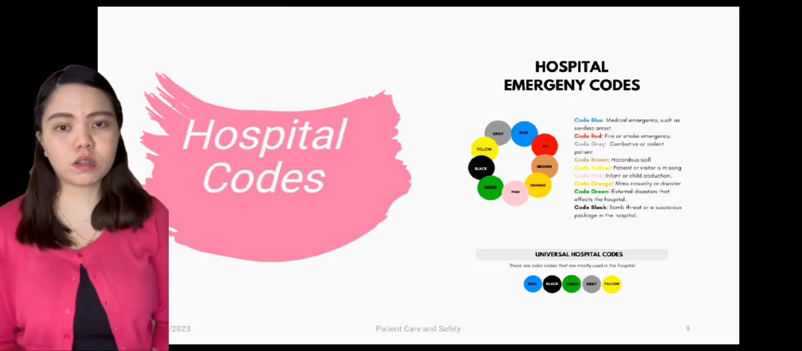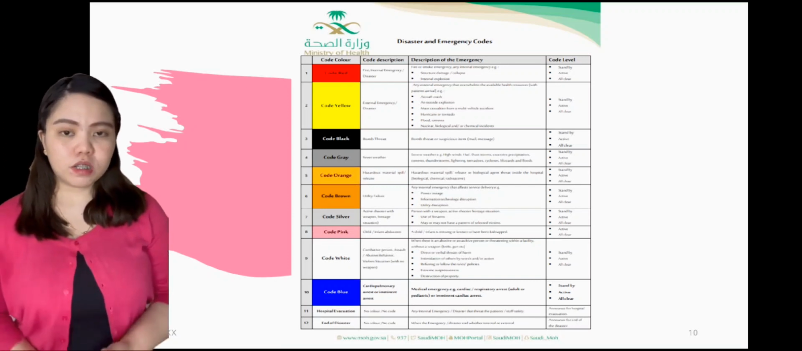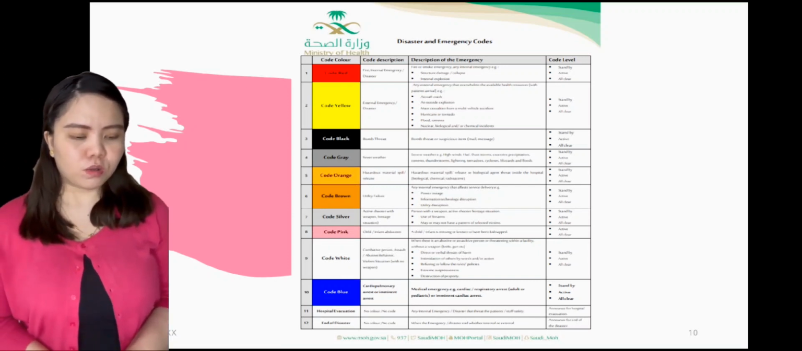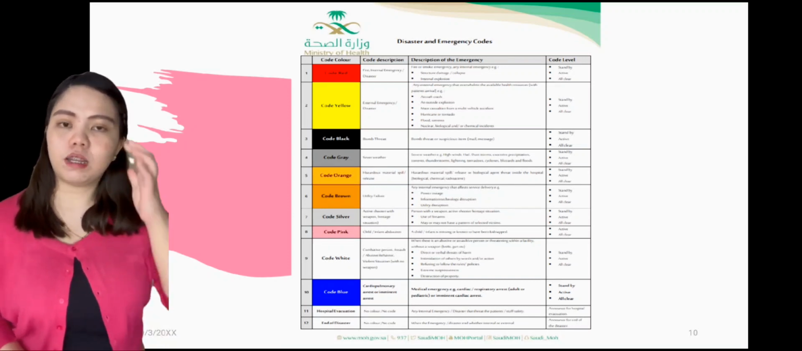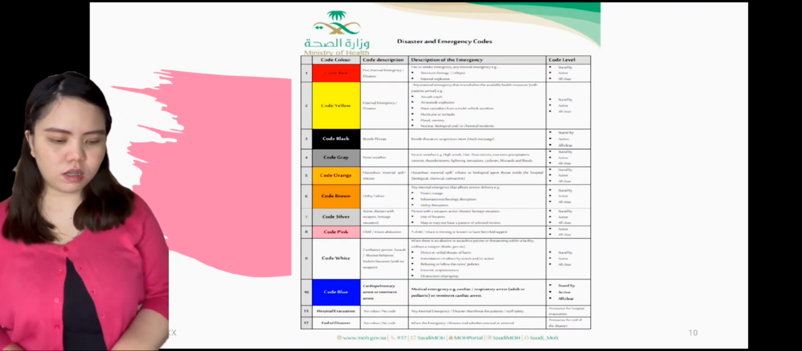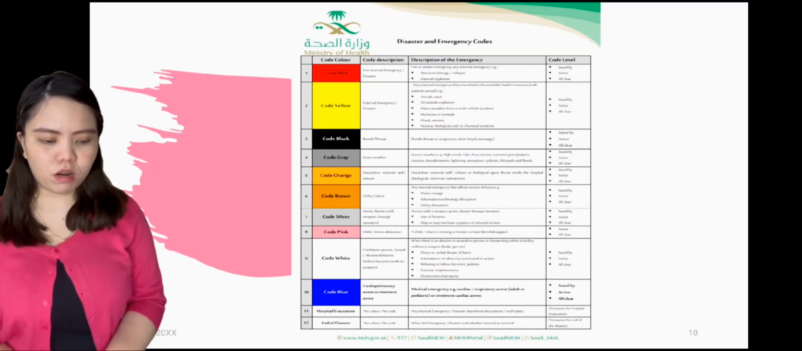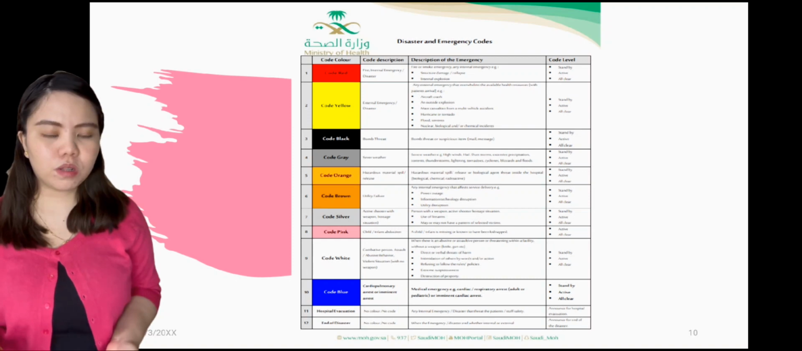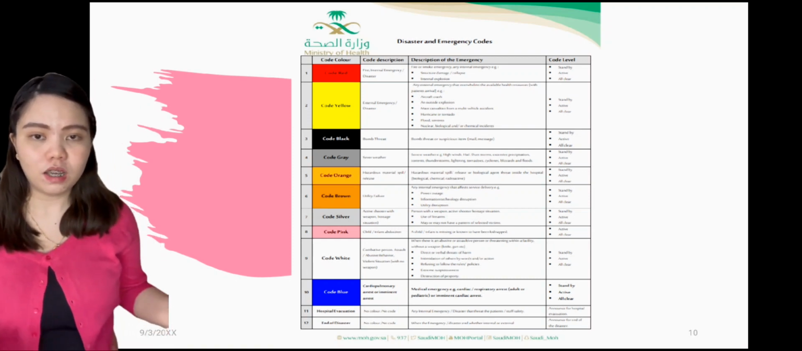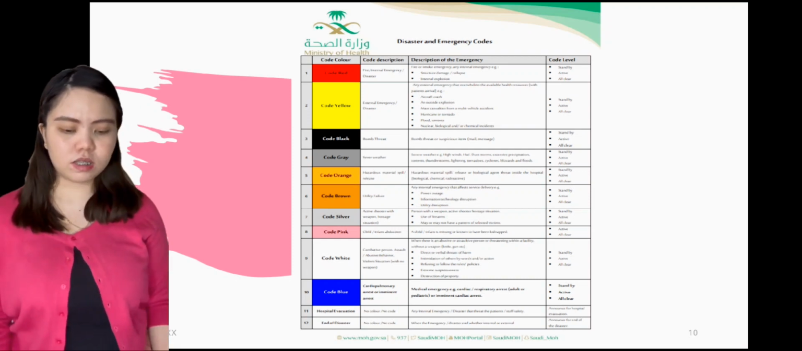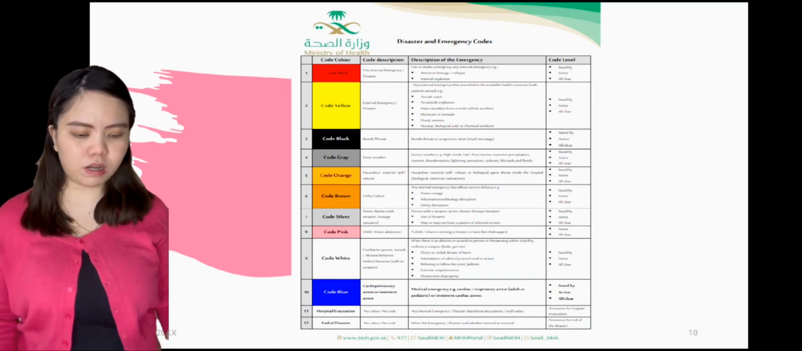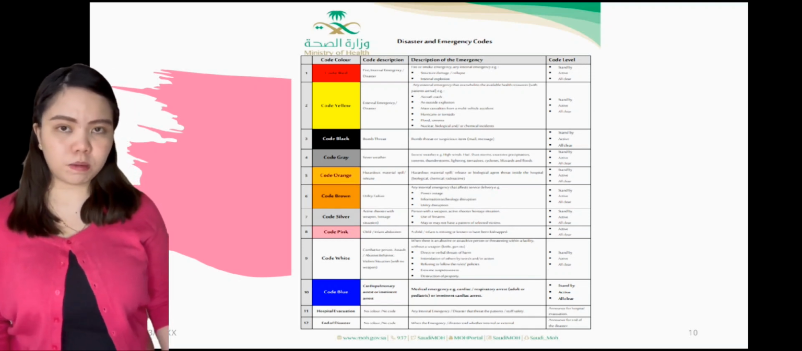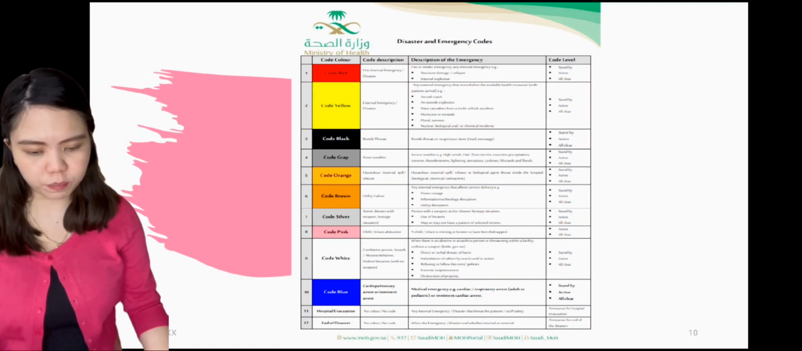So we will talk about hospital codes. These hospital codes are emergency codes formulated to alert staff and not cause panic and chaos in the hospital. So, for example, if there is fire, we will shout code red, not fire, so that the patients, the sitters, and the visitors will not panic. So, what are the different types of codes? We will discuss it one by one.